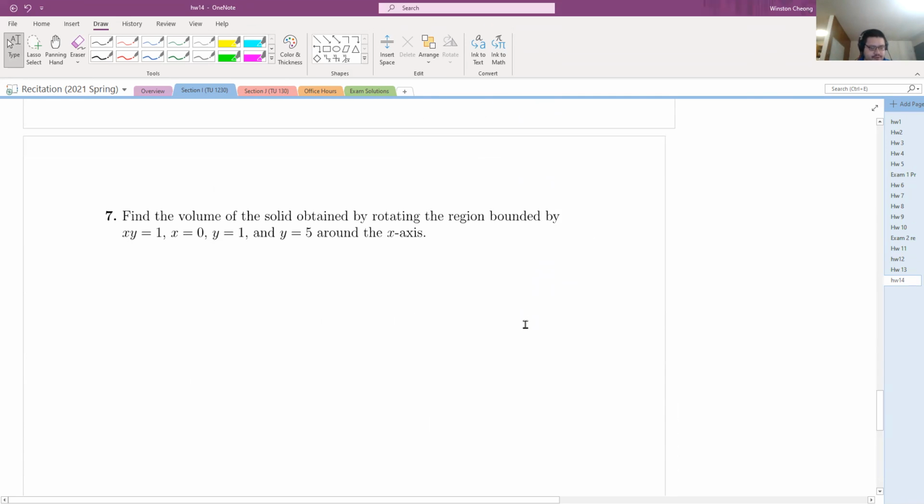All right, so next, y is 1, y is 5, x is 0, and then we have this x times y is equal to 1. So one thing you should know about this is that this is a hyperbola, right? You could always just solve it and see that it is one of the standard hyperbolas that you'd encounter. So it looks kind of like this.